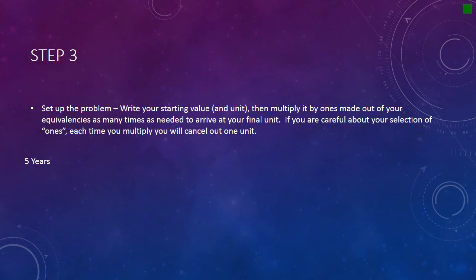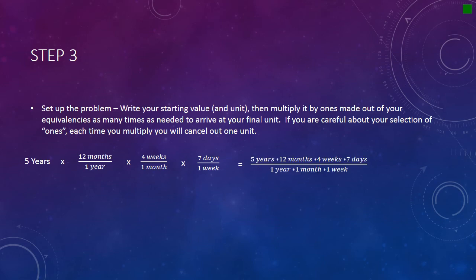So we'll start with years. If we want to cancel out years, we've got to make sure in our next equivalency that years is on the bottom, and now we've converted to months. Now we've got to make sure that months is on the bottom, and we've converted to weeks. Weeks is on the bottom, and finally we've arrived at days. And so if we multiply these all together, we should end up with a big old equation that looks like this. And after we multiply and cancel, we end up with our answer.